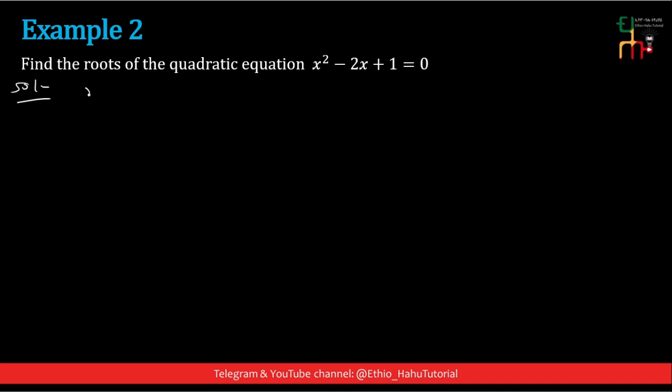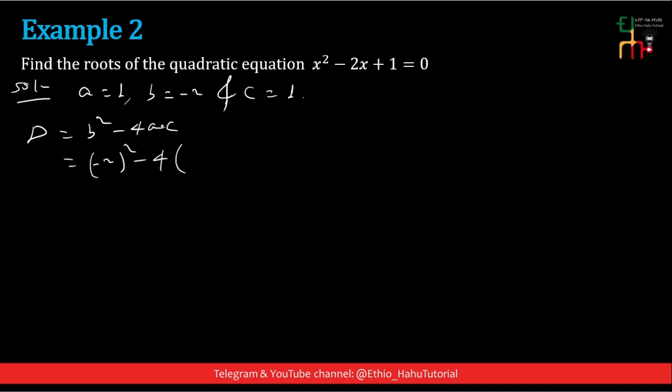Solution. A, in this case, is equal to 1, the coefficient of the leading degree. B is equal to minus 2, and c is equal to 1. Therefore, the discriminant is equal to b squared minus 4ac. This is (minus 2) squared minus 4 times 1 times 1, which is 4 minus 4, which is equal to 0.